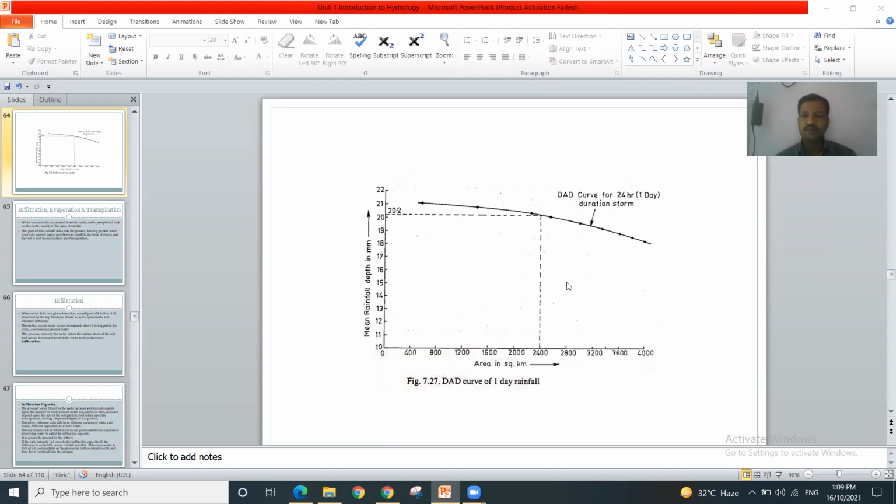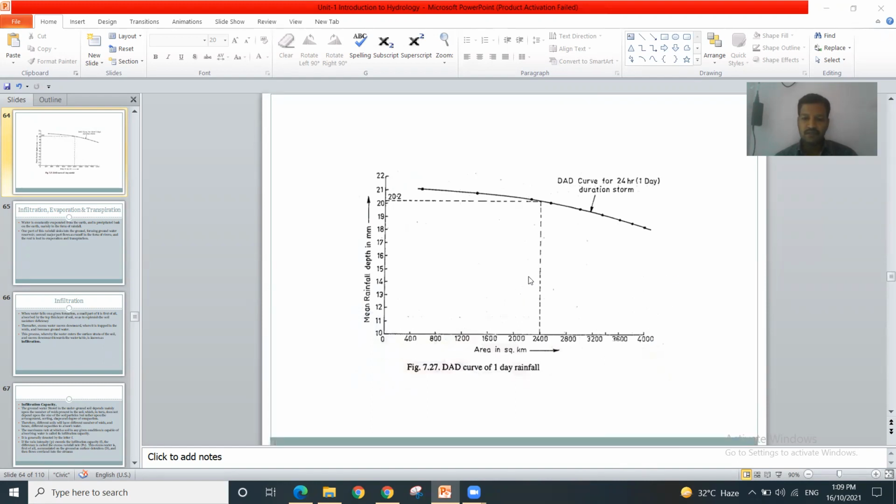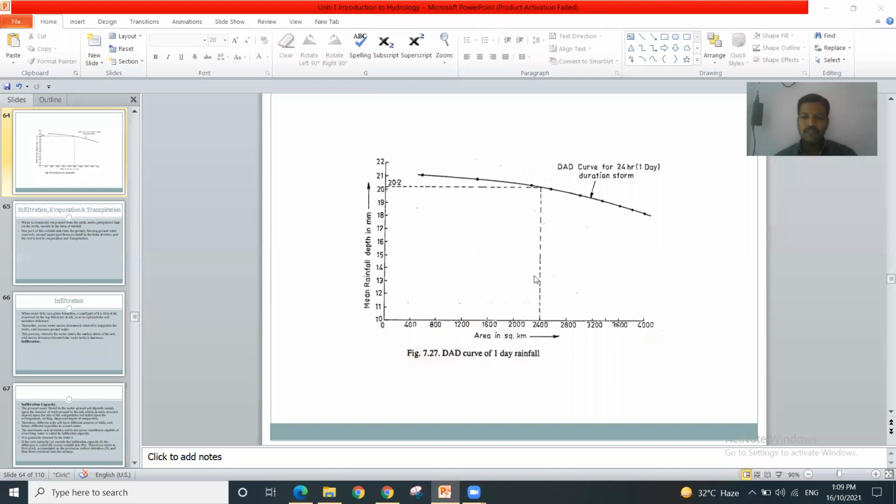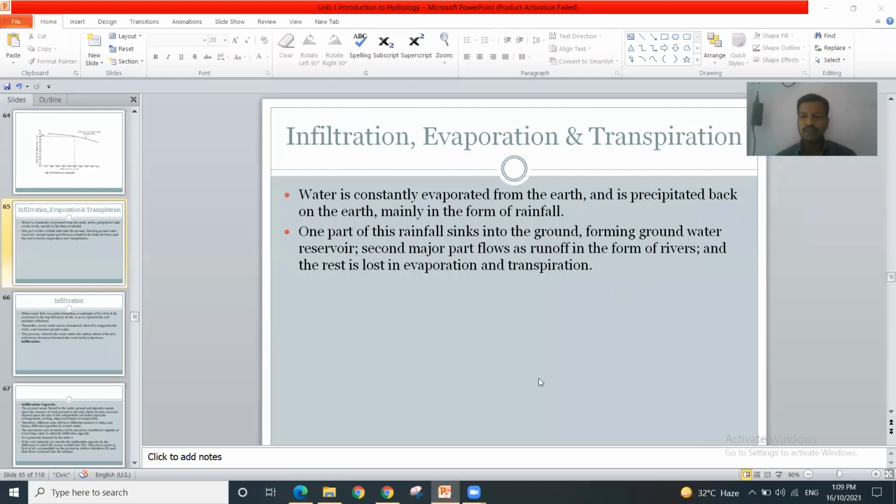To design a flood or to know the quantity of flow, for analyzing the precipitation data, these curves are drawn. After this, you have seen precipitation, its types, how to measure the rainfall by rain gauges, and how precipitation is analyzed by different types of curves that we have seen.